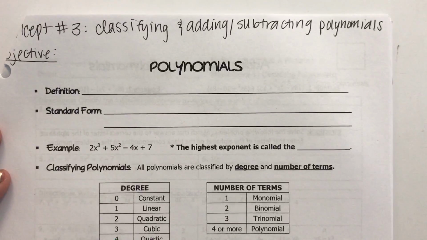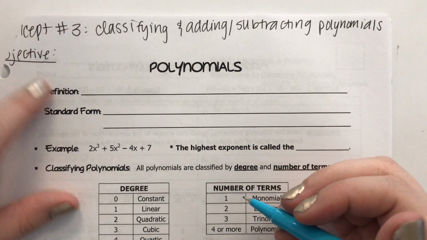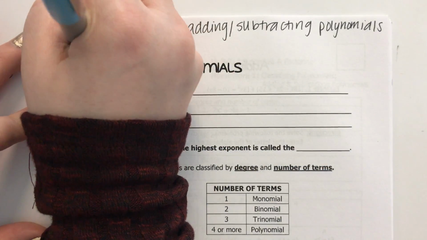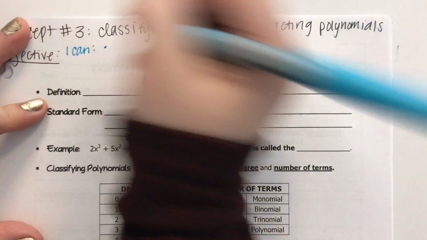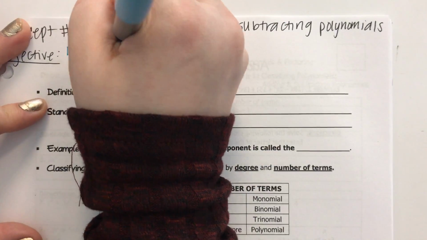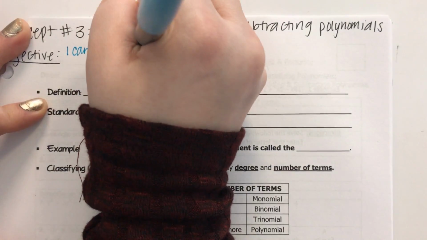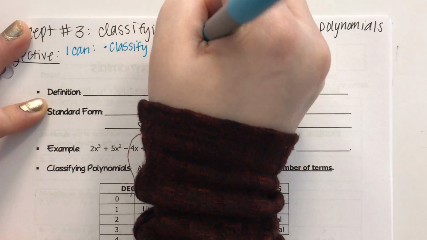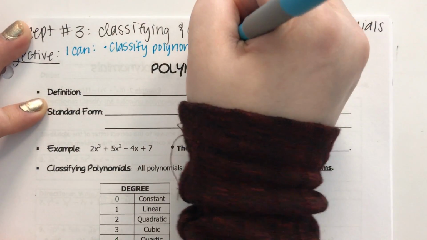Okay, concept number 3 is all about polynomials. So our objective for this lesson is threefold, means there's three things. So I can, number 1, classify, which means name, polynomials, and write them in standard form.